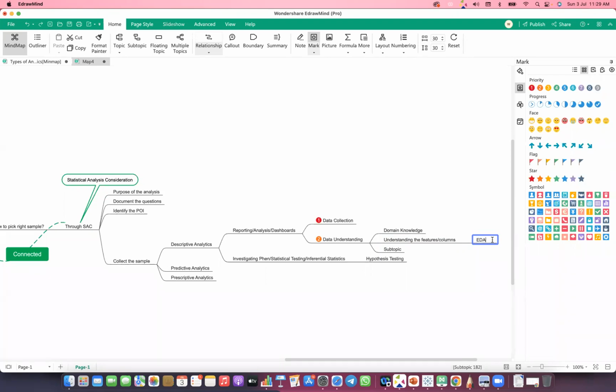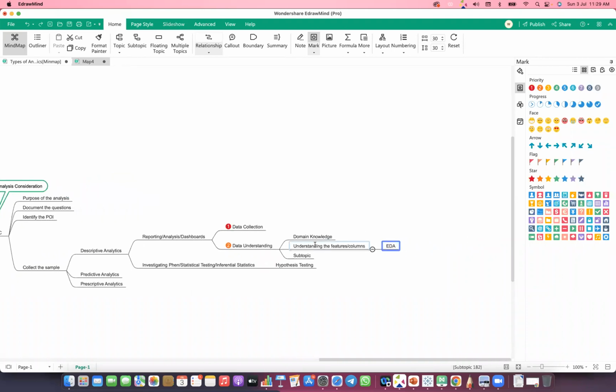To understand the features or columns, I'm understanding the mean. For example, there is a salary, I'm understanding the average salary, or whether there are any outliers, or what is the deviation of the data. Is it required to have this basic EDA, basic exploring of the data? Yes, it is required.